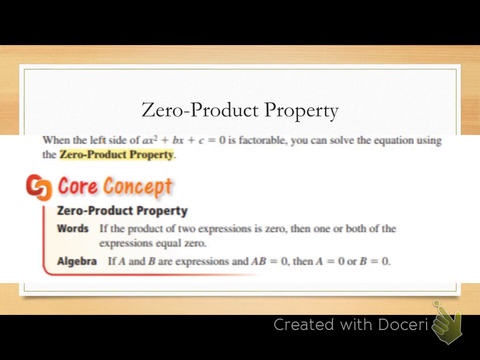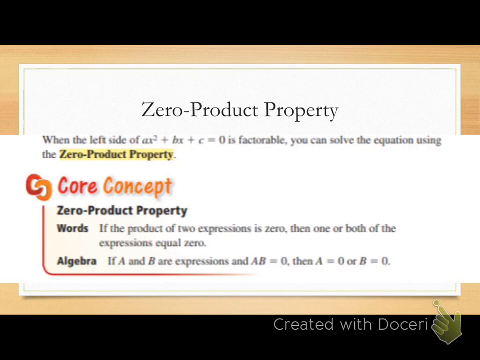If a and b are expressions, and I have a times b equaling 0, I know that either a equals 0, or b equals 0, or they both equal 0, right? Because a times b is 0. Anything times 0 is 0, so I know one or both of them must be 0. That's the zero product property.